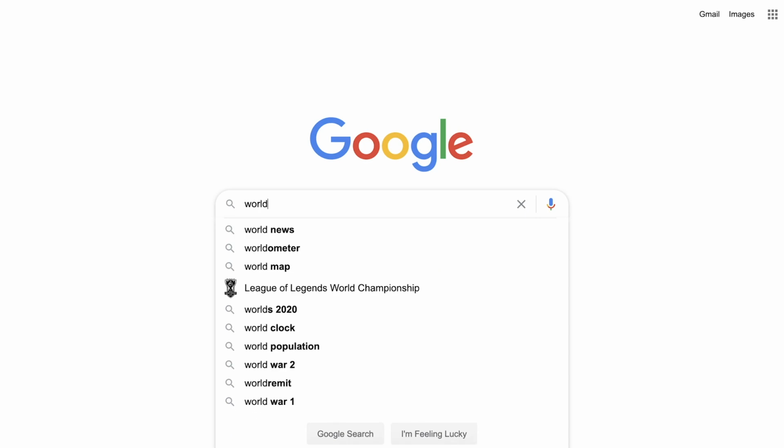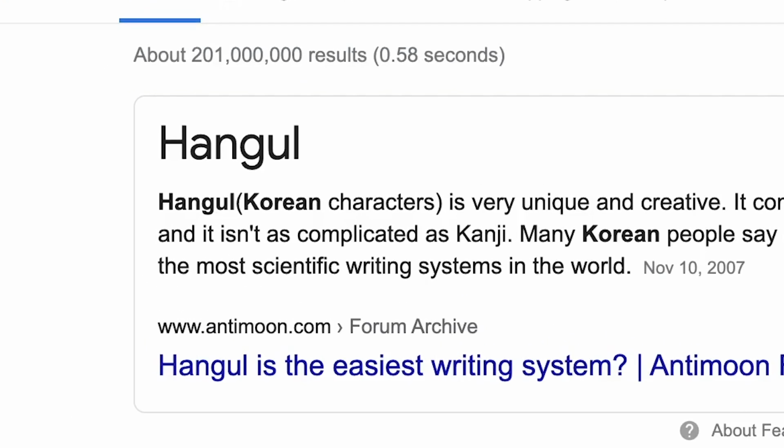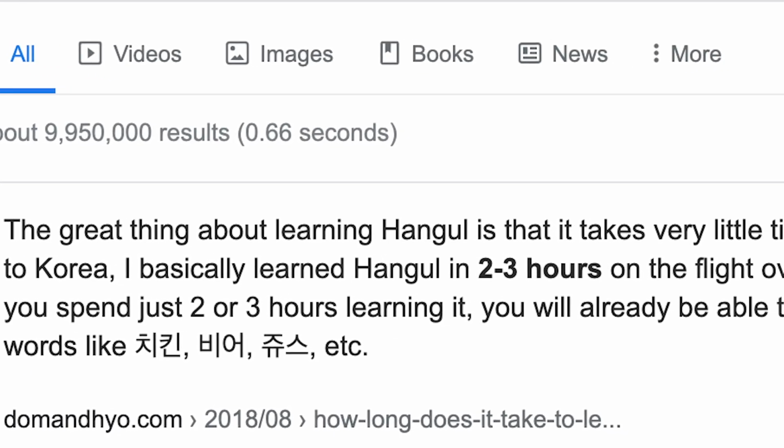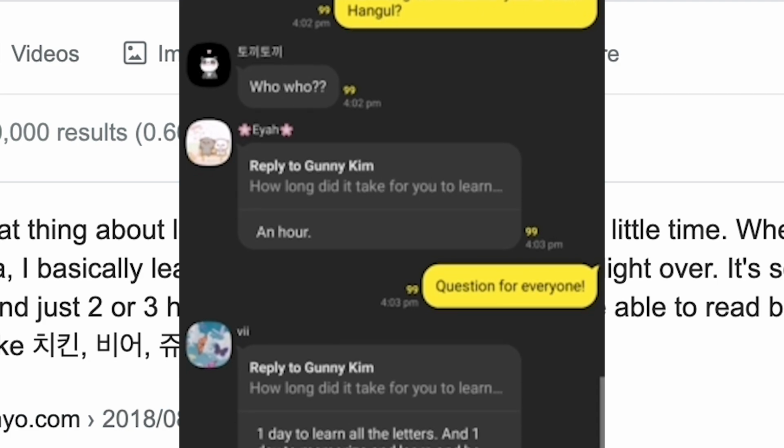Even before we begin, I have great news for you. Did you know that Korean has the world's easiest writing system? Some people even say that you can learn Hangul within just a couple of hours to be able to read every single Korean word out there. That's very good to know.